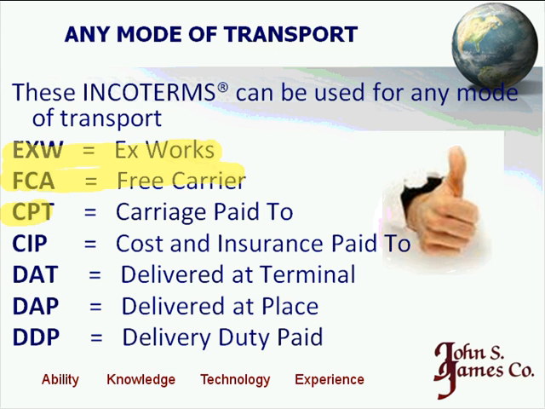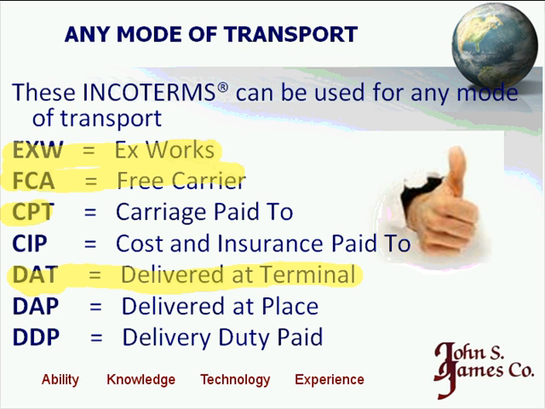DAT, Delivered at Terminal. This particular Incoterm is new, as well as DAP right below it, Delivered at Place. These are new Incoterms for this year. They replaced two other Incoterms. A lot of times, Delivered at Terminal is used when you are shipping, let's say, bulk items. Let's say grain or coal or chemicals that are shipped in tanker vessels. And these ships are going to go to a foreign port and made ready to be offloaded.